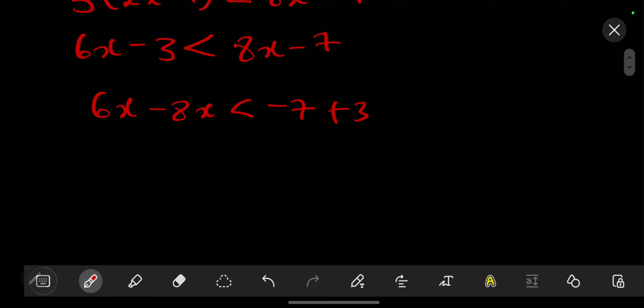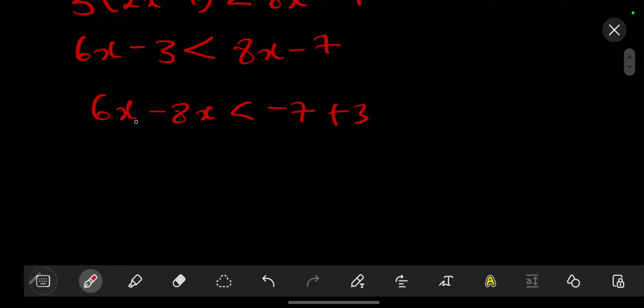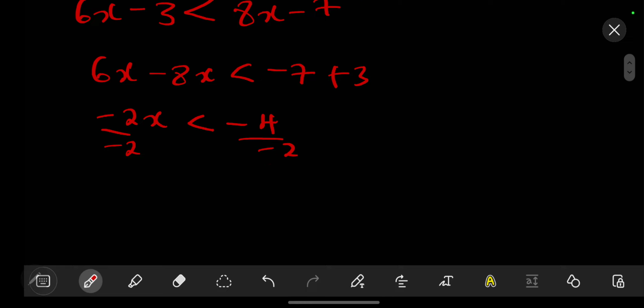Then what we are going to have after doing this is our 6x minus 8x. This gives us a -2x, should be less than -7 plus 3. This gives us a -4, like that. Then we are going to divide. To leave x alone, we divide by -2 on both sides. By doing that, what we are going to get is x should be greater than 2.